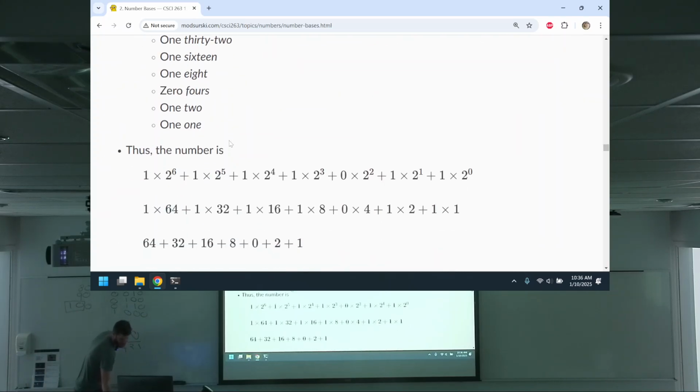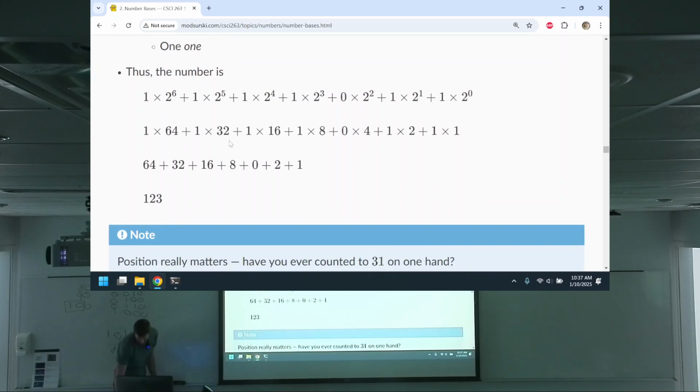So if you add all this together, 64 plus 32 plus 16, 8, 0 4s, 2, and 1. Of course, adding the 0 4s is kind of useless, but I'm including it for clarity. You add those all together, what do we get? That number is 123. Neat, right? So the position here really matters.